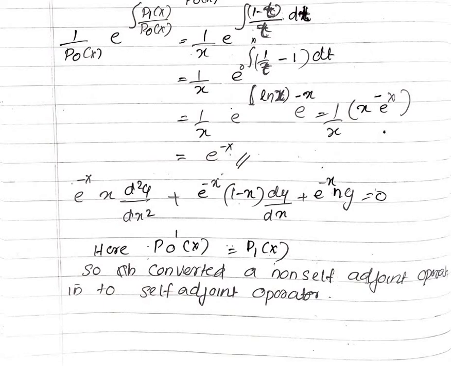So we converted a non-self-adjoint operator into a self-adjoint operator. Okay, this is the method of converting a non-self-adjoint operator into a self-adjoint operator.